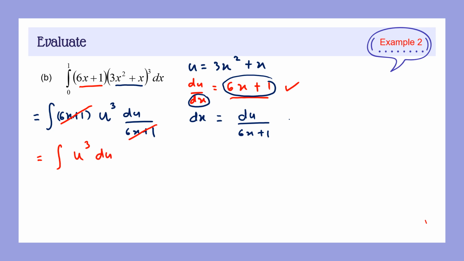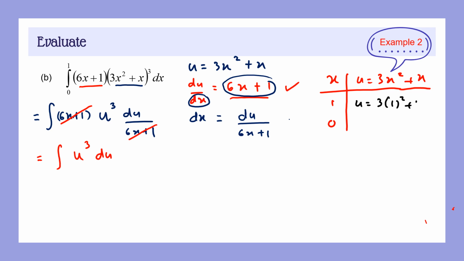Okay, how about the limit? We cannot copy the limit since the variable is changing. The original variable is x, and it has changed to u, so we need to find the limits for u. The limits for x here are 1 and 0, and u is equal to 3x squared plus x. So we find the new limits. When x is equal to 1, u is equal to 3 multiplied by 1 squared plus 1, and we get 4. When x equals 0, u equals 3 times 0 squared plus 0, and we get 0.